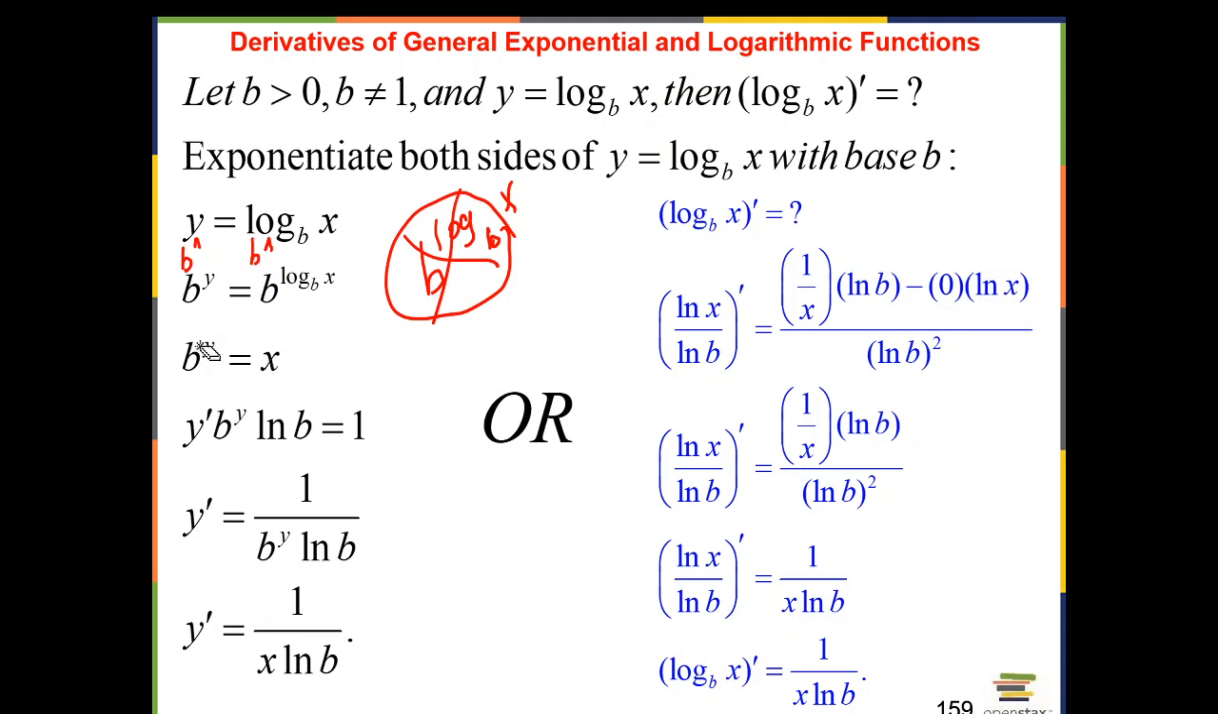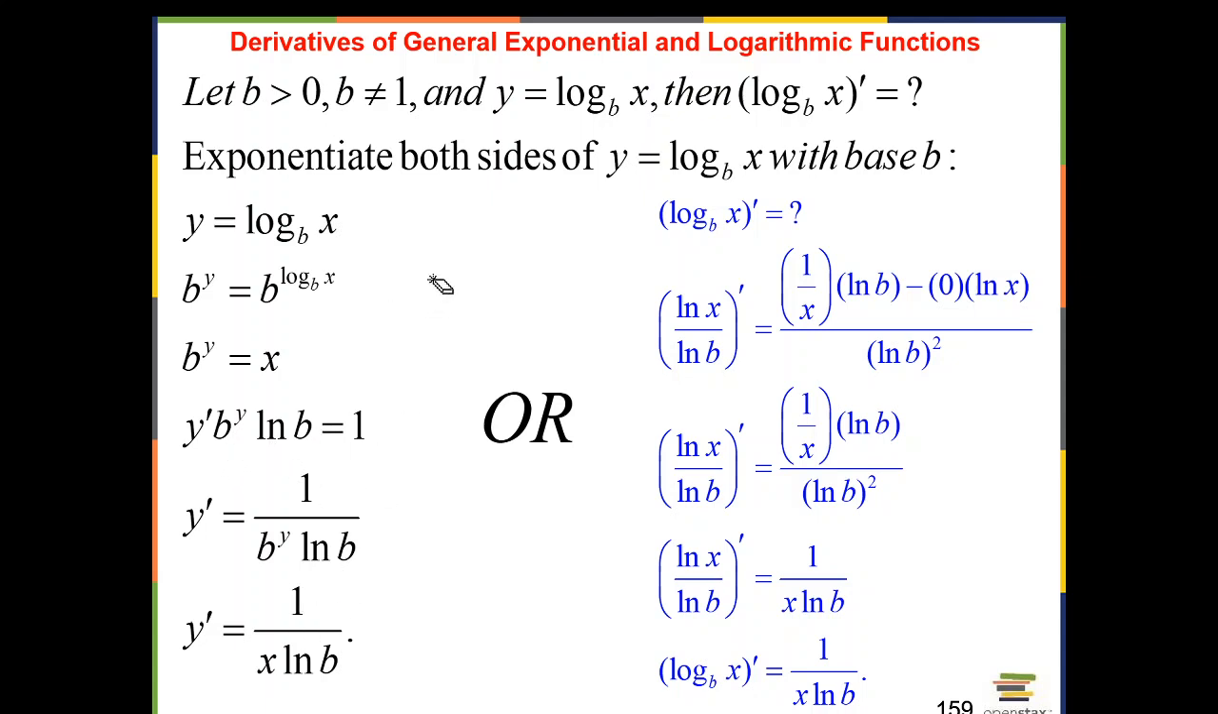We just learned how to take the derivative of this, so let's use it. So what is the derivative of b to y? It's b to y times ln b times the derivative of y. Because here it's not b to x, it's b to a function. So you have to take that into account by the chain rule, right? And that equals the derivative of x, which is 1. So y prime is 1 divided by this whole thing, right?